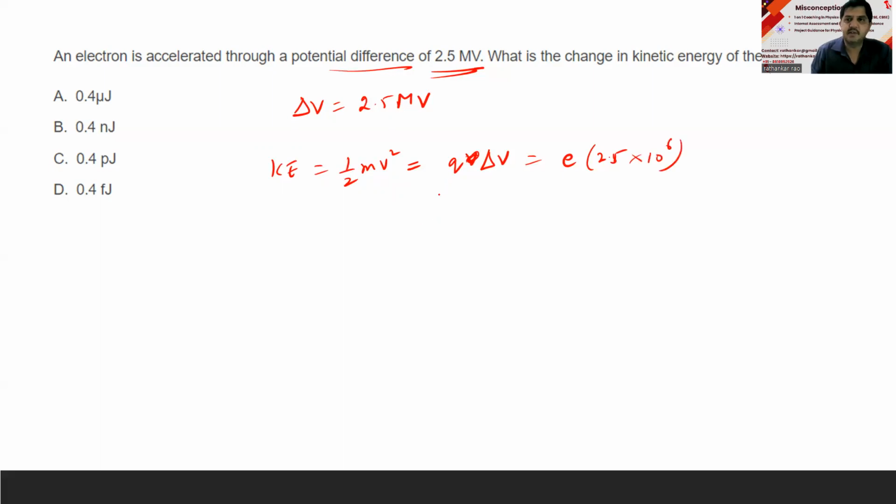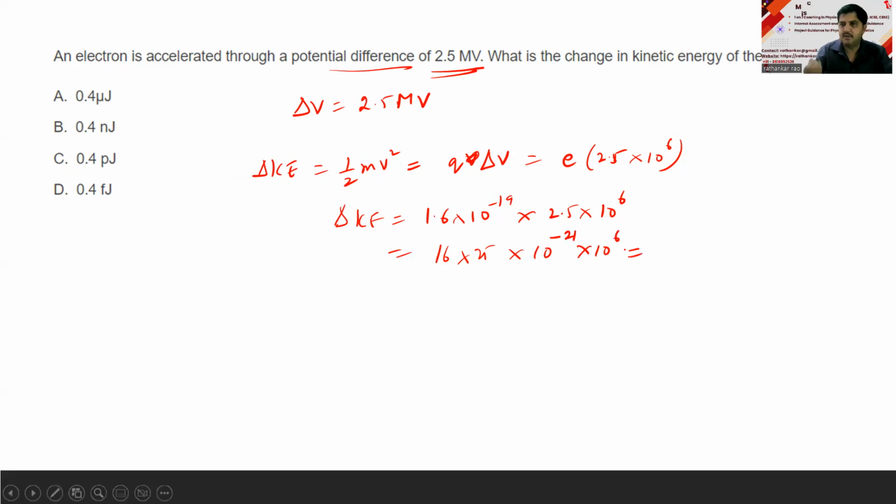Now what do we need? Change in kinetic energy, delta kinetic energy. I don't want to find out the value of V at all here. So delta kinetic energy is equal to 1.6 into 10 to the power minus 19 multiplied by 2.5 into 10 to the power of 6 volt. What is 2.5 into 1.6? So 25 into 16. I'll write this as 16 into 25 into 10 power minus 9. Here it should be divided by 10, and here it will be divided by 10. So this will be 10 power minus 21 into 10 power 6.